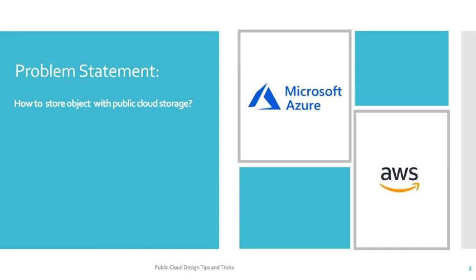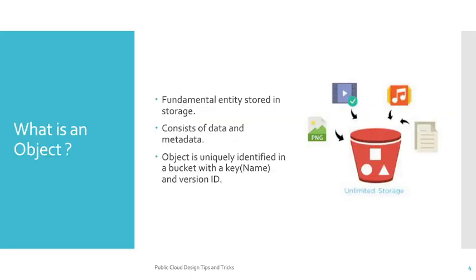With Microsoft Azure, you can use a storage account. With AWS, you can use S3, Simple Storage Service. What is an object? An object is a fundamental entity stored in the storage. So an object can be a PNG file, a video file, an audio file, or a text file.